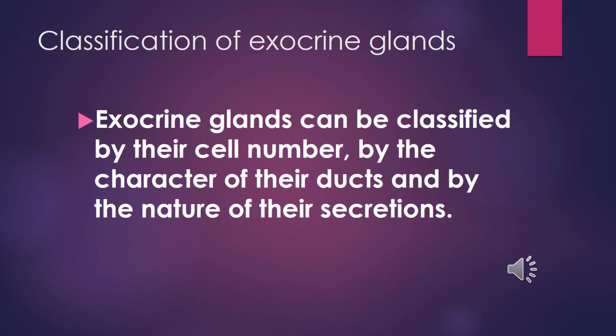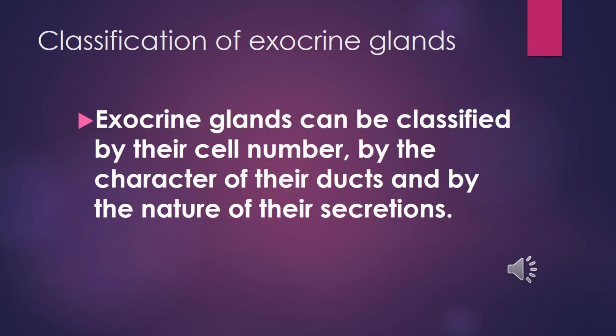Exocrine glands are divided according to cell number, by character of ducts, and by nature of their secretory material. Cells may be one cell, a unicellular gland, or if more cells, a multicellular gland. Concerning ducts, there are two types: a simple gland and a compound gland. Please look at the next slides.